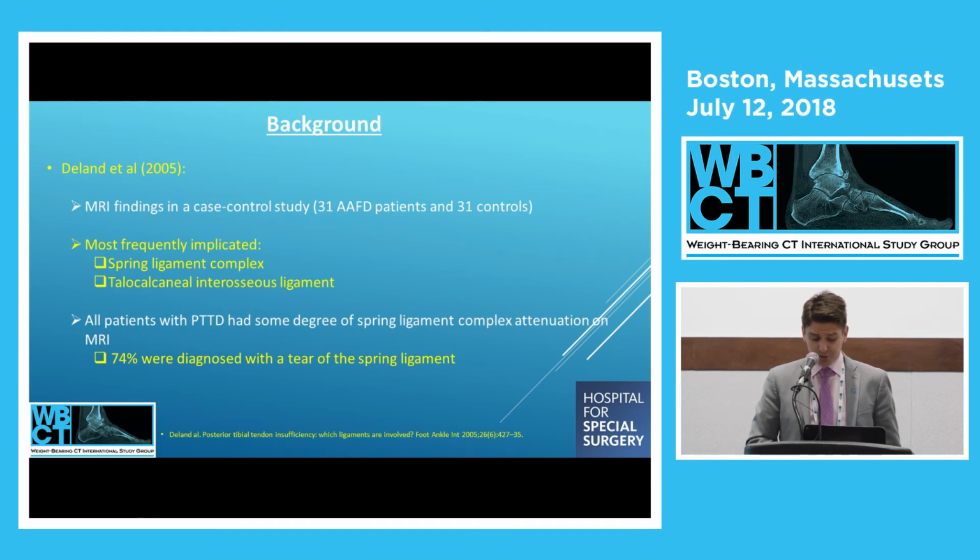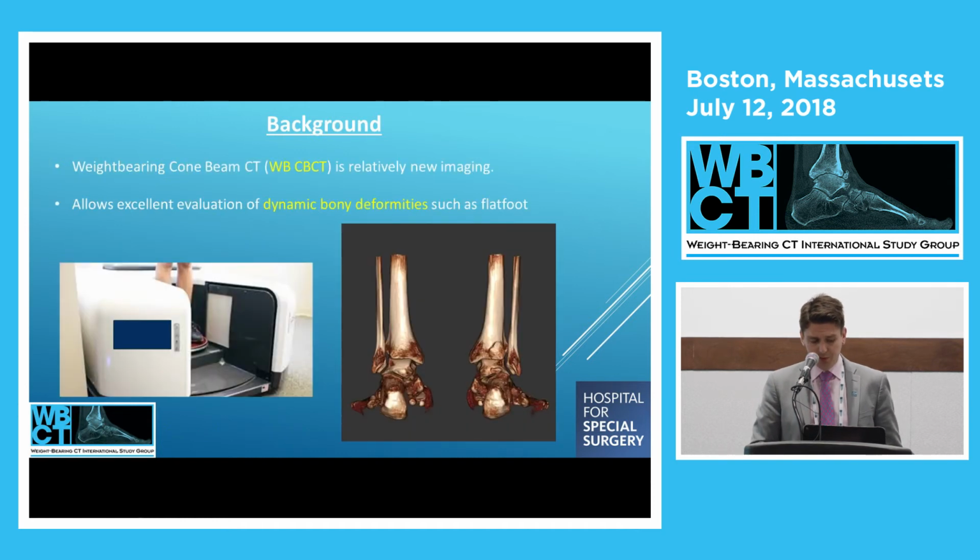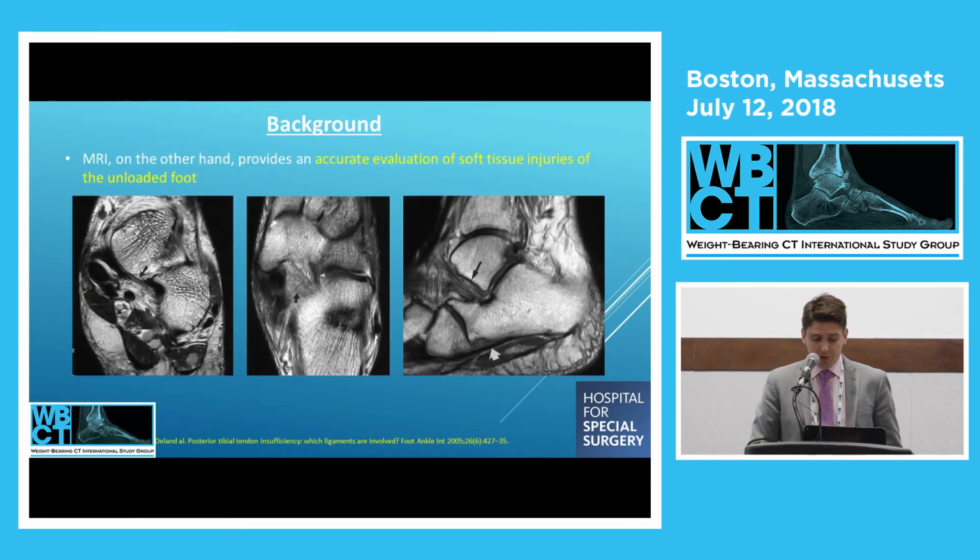And patients with posterior tibial tendon dysfunction, that's a name that we are already questioning, the name of the pathology. You would have some degree of spring ligament complex attenuation, with a complete tear in 74% of them. So we know that weight-bearing CT can give you a great evaluation of the three-dimensional alignment. And we also know that MRI is the gold standard for soft tissue.